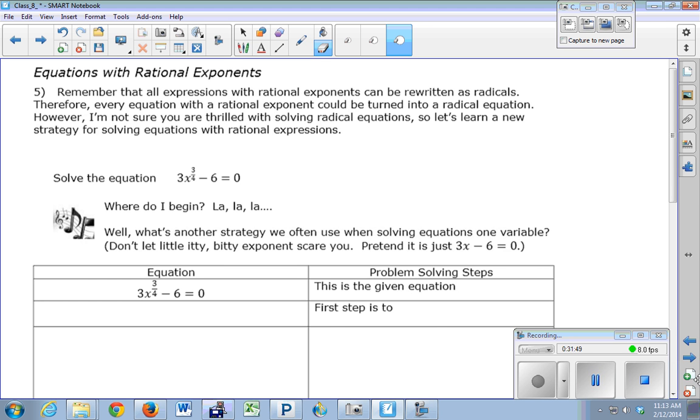Okay, so all of these things can be written as radicals. So you could turn this into a radical equation. It's really up to you. It can get a little messy. I'll show you both ways how to do it, but I would prefer right now to show you how you solve this type of equation, which we call an equation with rational exponents, using another method.